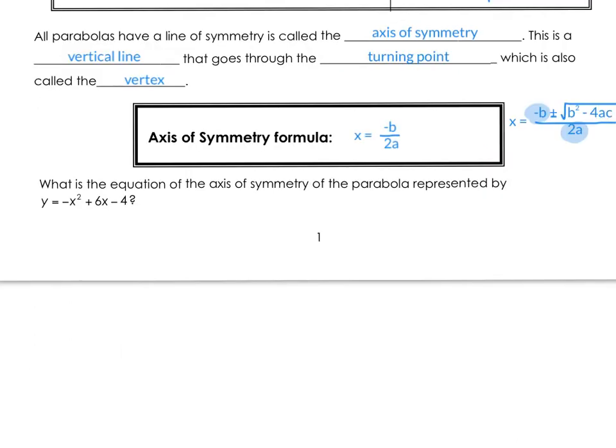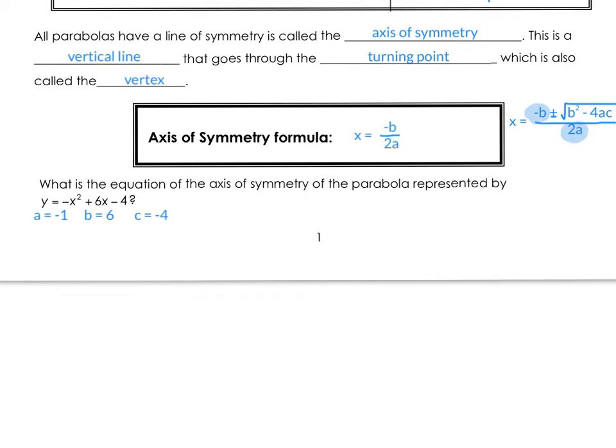At the bottom, we have a question that says, what is the equation of the axis of symmetry of the parabola represented by y equals negative x squared plus 6x minus 4? Now, in order to find this, we're going to use our axis of symmetry formula. But to use that, I need to first identify the a, b, and c values. So go ahead and take a minute to identify those, pause the video, and see if you get the same values as I do. The a value is -1, b is 6, and c is -4.